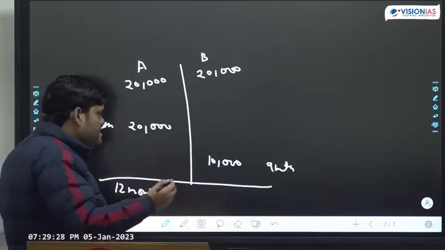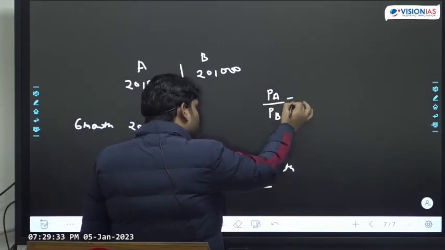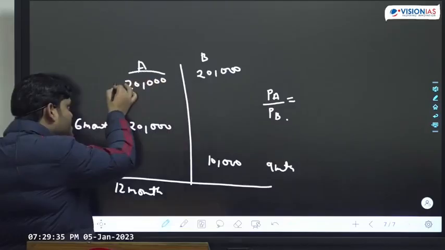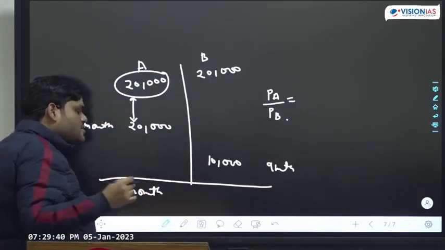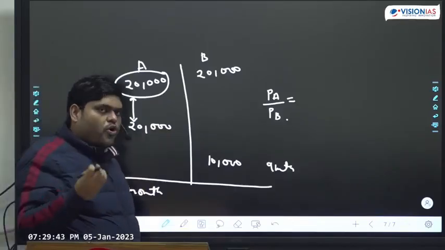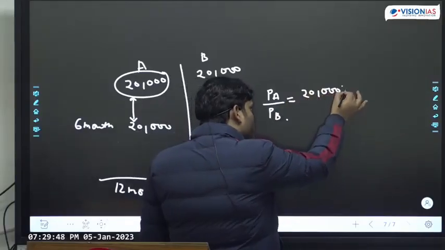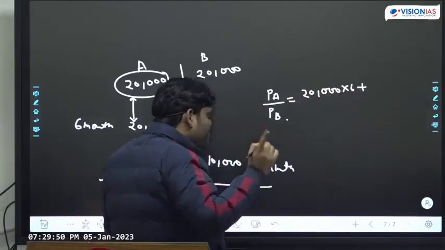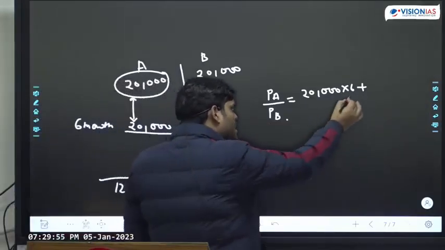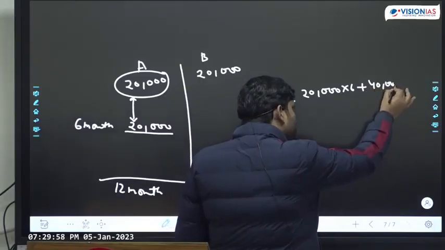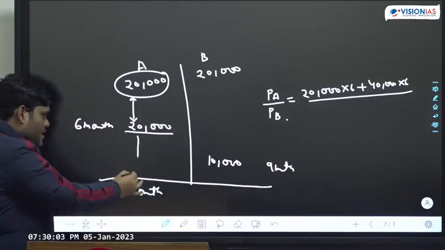So the logic will be the same. Profit of A and profit of B will be in the same ratio. See, this 20,000 rupees will be there for a 6-month period or not? Because after 6 months, 20,000 more rupees has been added. So this was 20,000 rupees for 6 months. Then after 6 months, 20,000 more rupees will be added. That means the total amount becomes 40,000, and that will be there for the next 6 months.